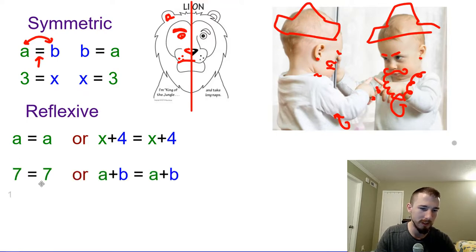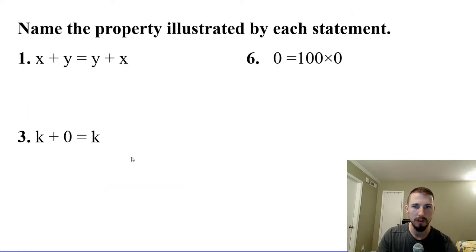So 7 is equal to 7. A plus B is equal to A plus B. Anything is equal to itself. Pretty straightforward. All right, name a property that's illustrated by each statement. So that's it. Done with the lecture. Pretty easy stuff. Just a review of all your algebraic properties, identity properties, inverse operations, properties of equality. Let's go ahead and get started on the assignment.